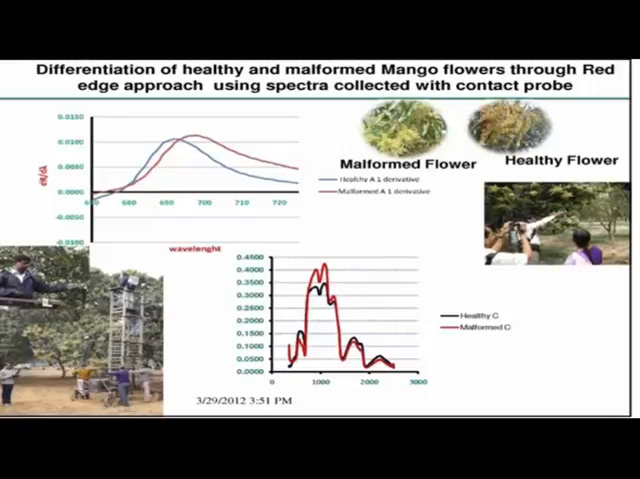So that's why, if there is a blue shift, that means the plant is under healthy condition. If there is a red shift, the plant is under malformed condition, so the plant may not yield good mango. So that's the interpretation in this case.